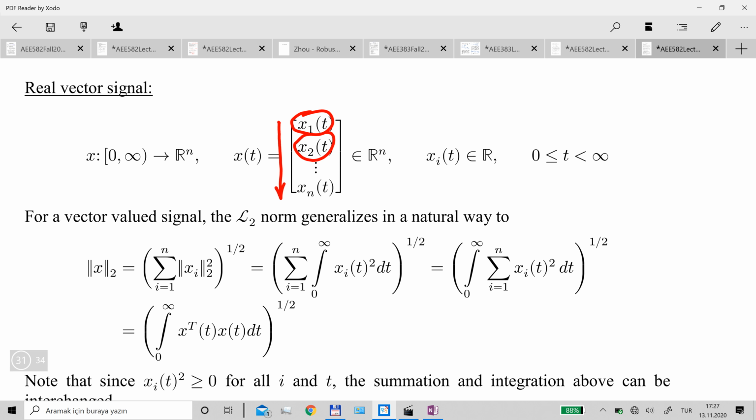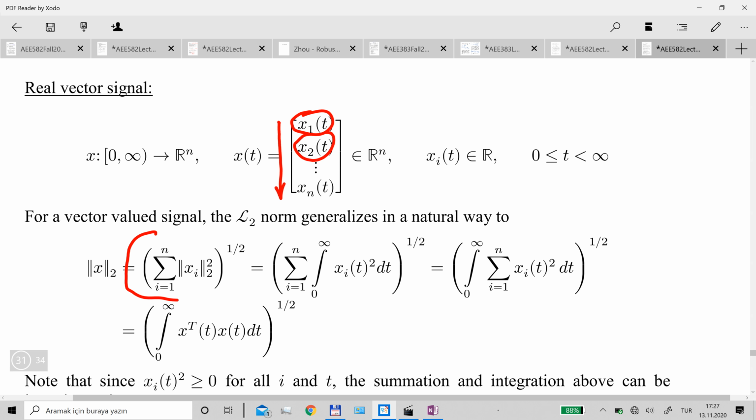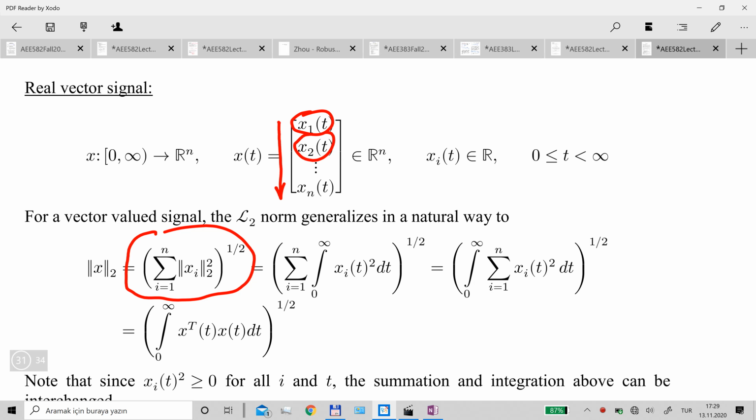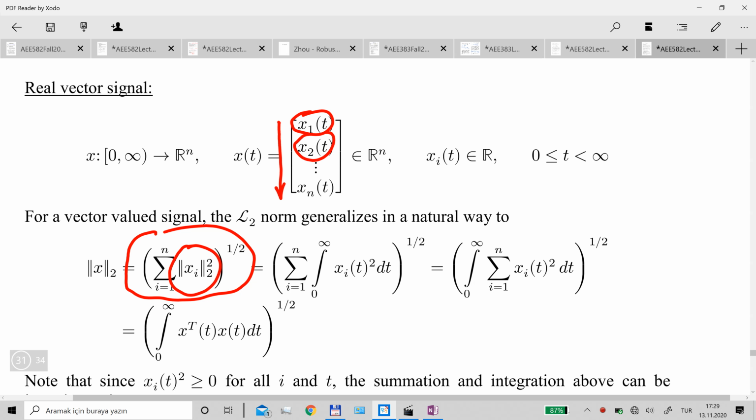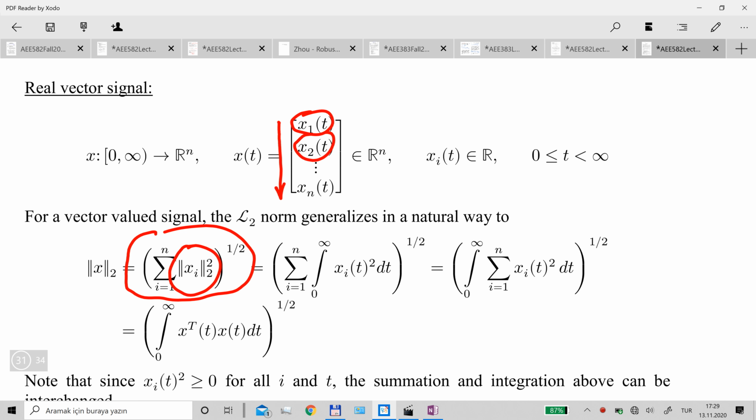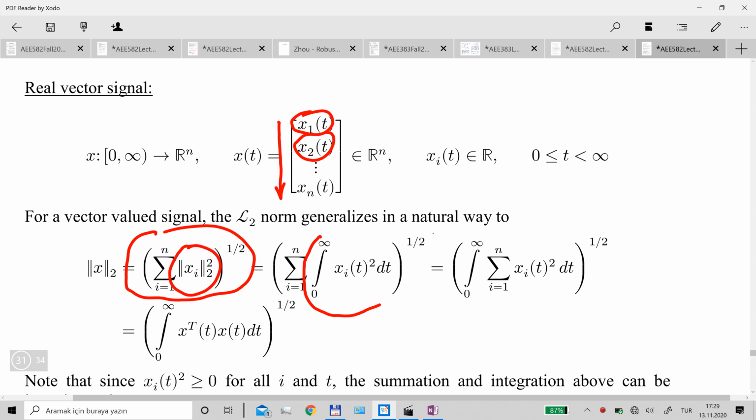So you take the norm of every element in that vector, you take the square of it, you add them up, and then you take the square root of the summation. And in that summation, every term is the signal norm of every element in that vector signal, which is given by this integral, and you have the square of them, right? So you just put the integral there.